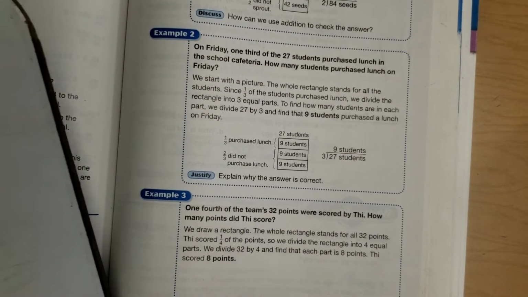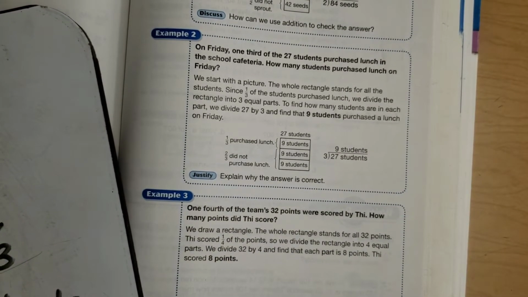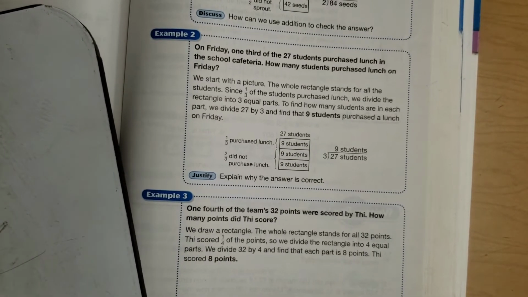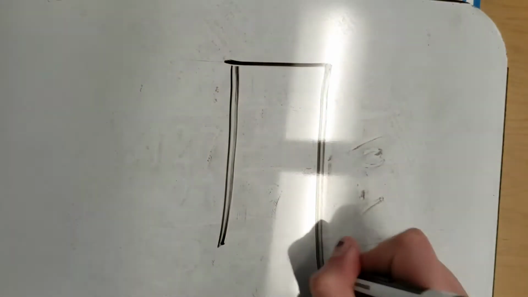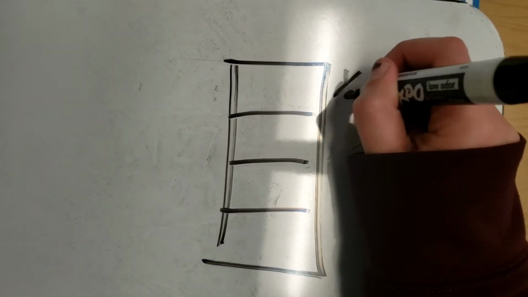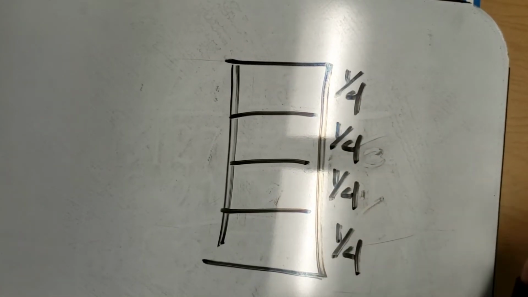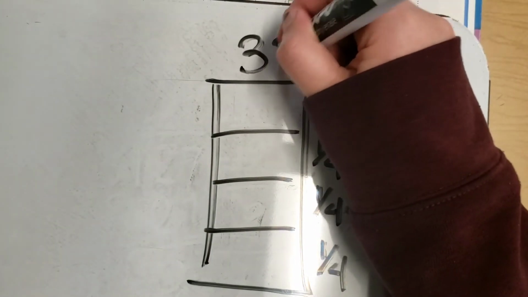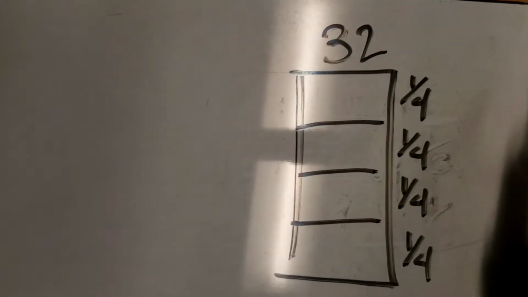Alright. And here at the bottom it says 1/4 of the team's 32 points were scored by Ty. How many points did Ty score? So we know he scored 1/4. So again, let's draw our box here. Divide it into 4 rectangles. So this represents 1/4. This is 1/4. This is 1/4. This is 1/4. And it said they're 32 points. So their total number of points is 32. We're going to divide that by our denominator here, which is 4.